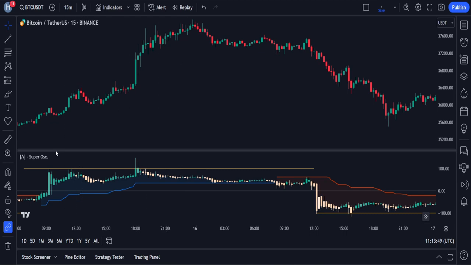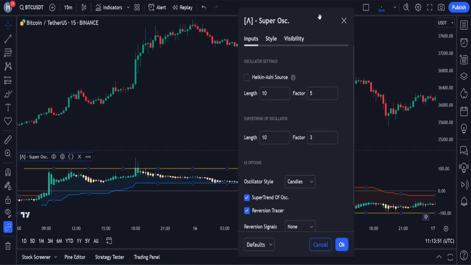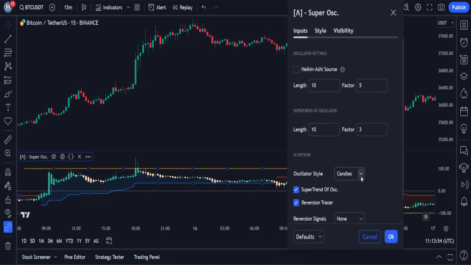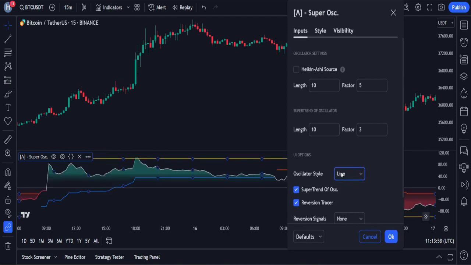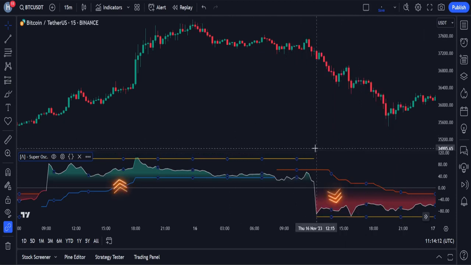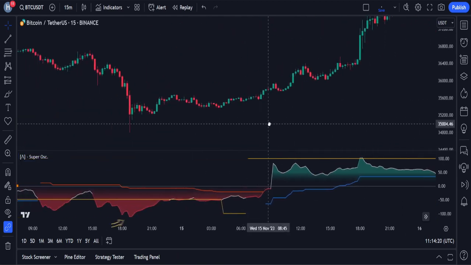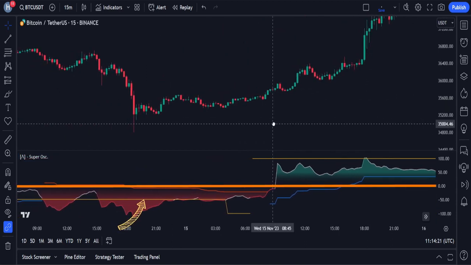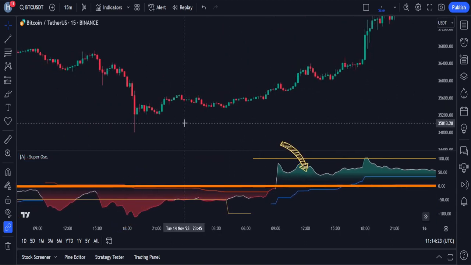Now let's change the style of the SuperTrend oscillator to line. We can do that in the settings in the style section. For now, I'm just explaining the indicator, and this is a more clear view of the indicator. So this white line with green and red shadows is our SuperTrend oscillator, and like any other oscillators, when it crosses the center line, it can be a signal for changing in the trend. When it crosses below the center line, it is a signal of a downtrend, and when it crosses above the center line, it's a signal of an uptrend.